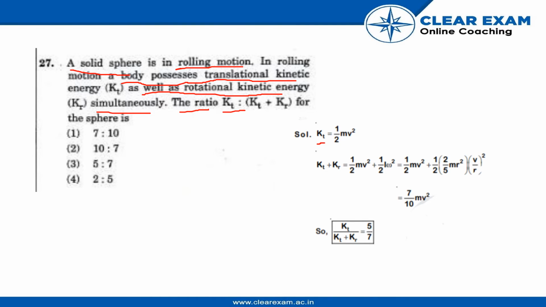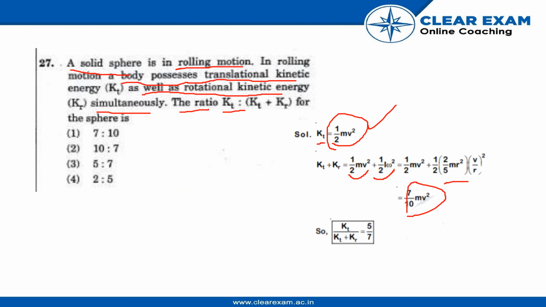so we already know the kinetic energy is half mv square. So here we have the KT. Now for KT plus KR, we have the translational energy as well as the rotational kinetic energy. If we add both of them, we already know that I omega square is here, which is 2 by 5 mr square into v by r square. So from here we know that the value of KT plus KR equals 7 by 10 mv square.